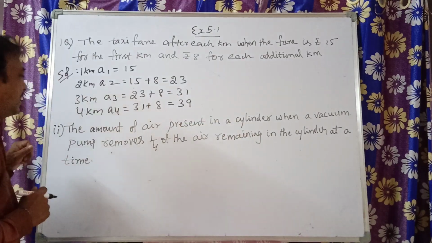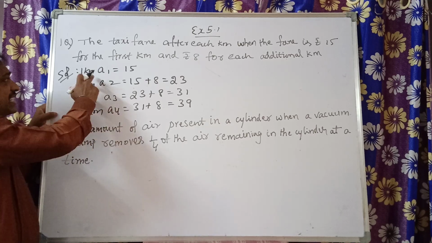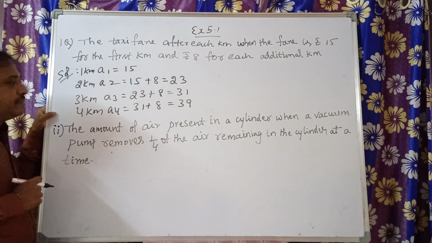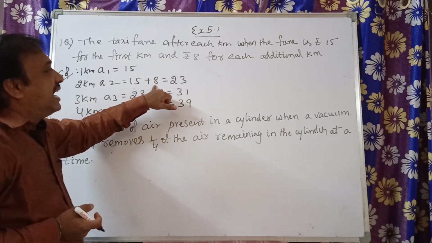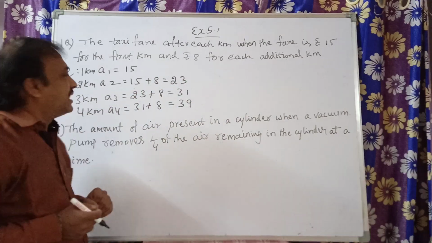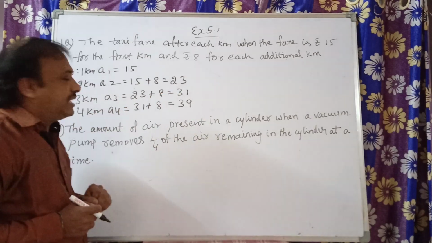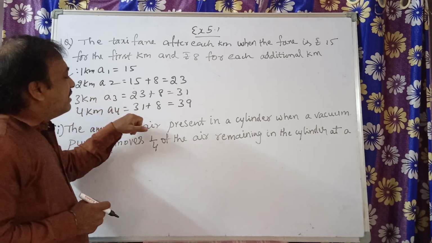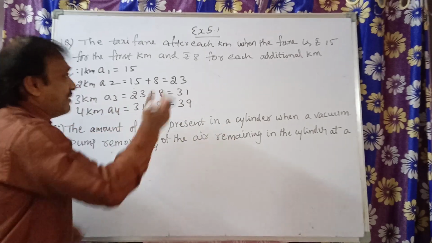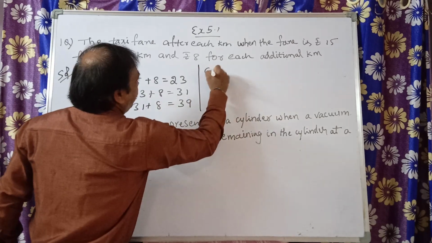Now you see here, this is the first question. For the first kilometer he is charging 15. For the second kilometer, how much do they have to pay extra? 8 rupees. So 15 plus 8, 23. Third kilometer A3, 23 plus 8, 31. Fourth kilometer A4, that is 31 plus 8, 39. Now you see whether the common difference is same or not.